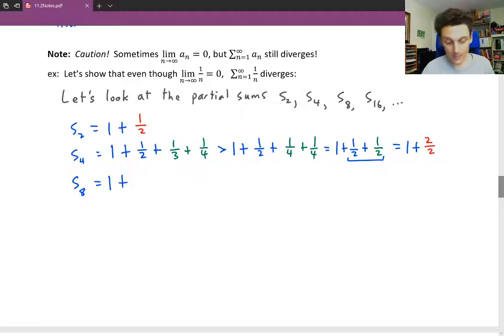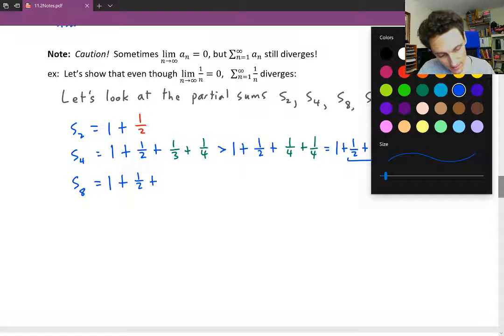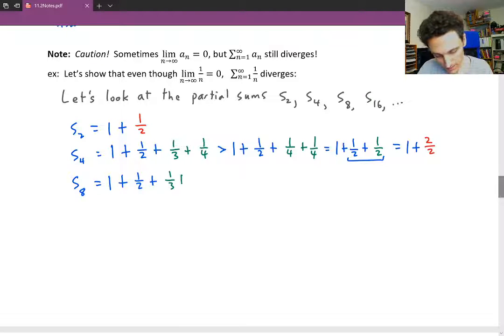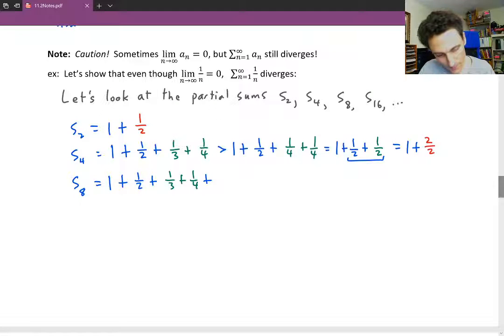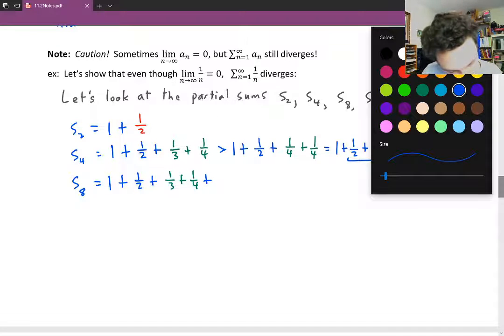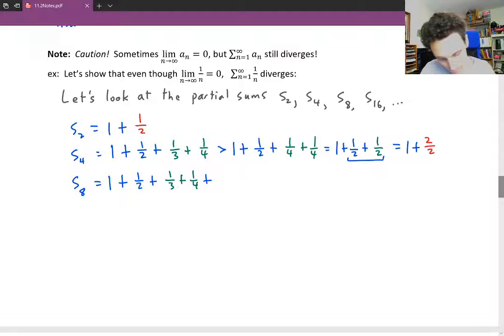All right, well, let's look at s sub 8, the sum of the first 8 terms. Okay, I need a color here for this. Let me use this one. 1/5 plus 1/6 plus 1/7 plus 1/8. There we go.